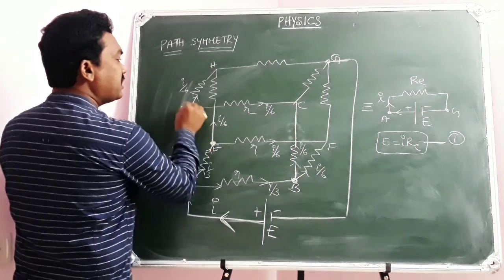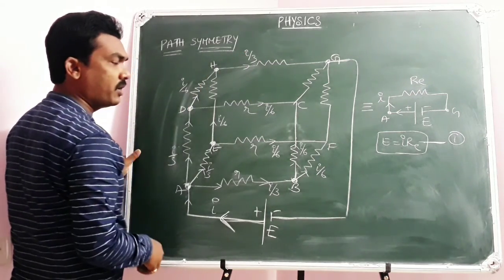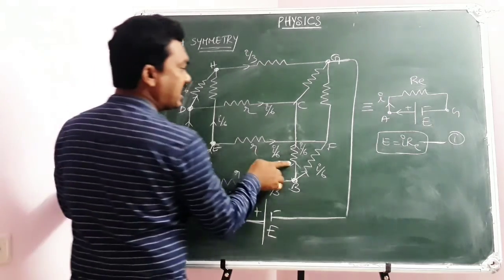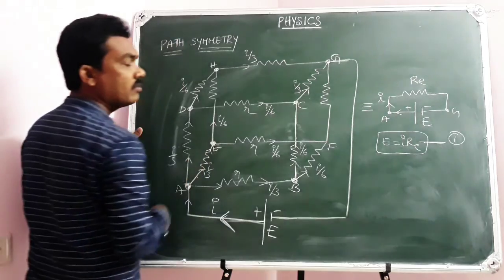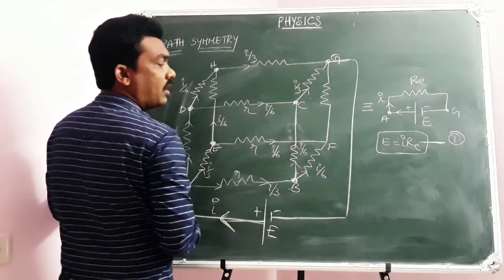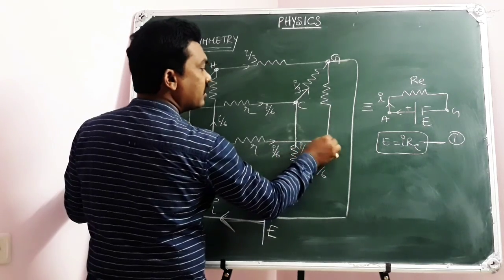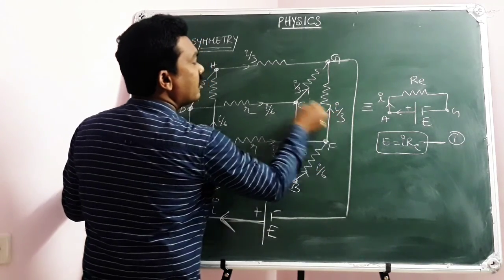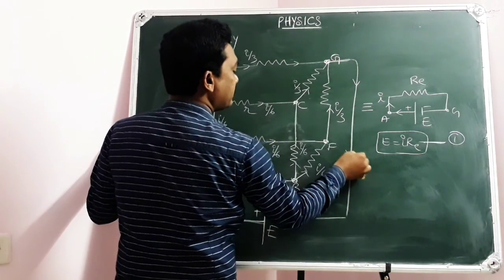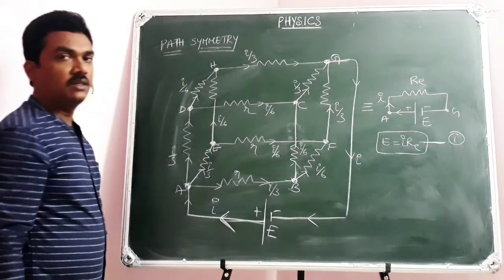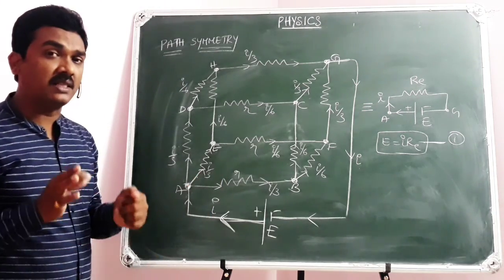Now this I by 6 and this I by 6 will join here and will come out as I by 3. Hope you are listening. Next, here this I by 6 and this I by 6 will join here and will come out as I by 3. All these I by 3s are going to meet at G and will come out as I. This is how current can be distributed. Current division can be explained using the path symmetry concept.